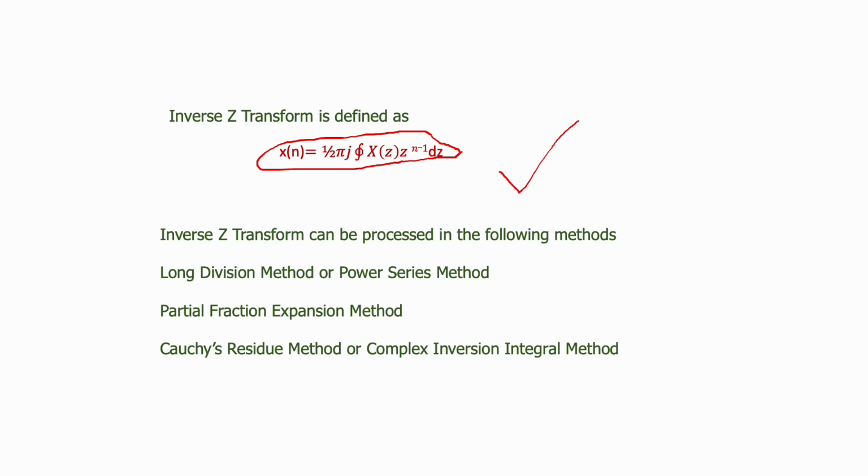Instead of it, we have three methods used to find the inverse Z transform. The first method, long division method or power series method. The second one, partial fraction expansion method. The third one, complex inversion integral method or Cauchy residue method. So these three methods are used to find inverse Z transform of any signal.